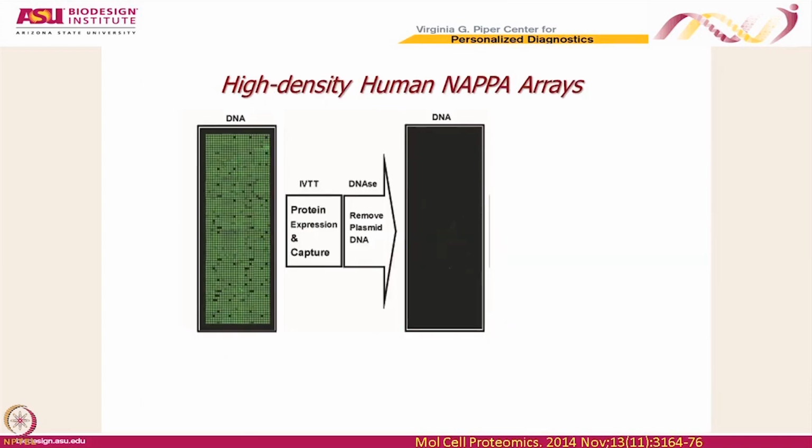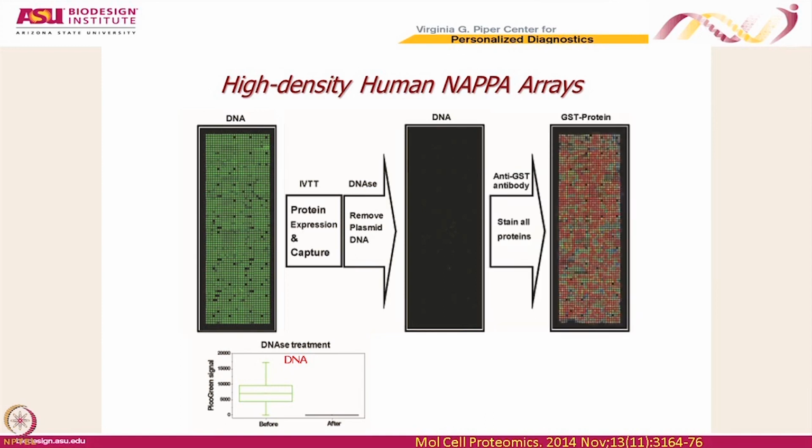First thing he did was to make protein arrays. Here he shows you that he has the DNA. Remember, we stained with the pico green to look for DNA. That confirms that we had good printing. Then he expressed the protein and captured it. And then he digested all the DNA using a DNase. So if he stains for DNA again, it's completely gone. This is just showing you the DNA level before and DNA level after treatment. Then he tested with anti-GST antibody and showed that he still had all the proteins.